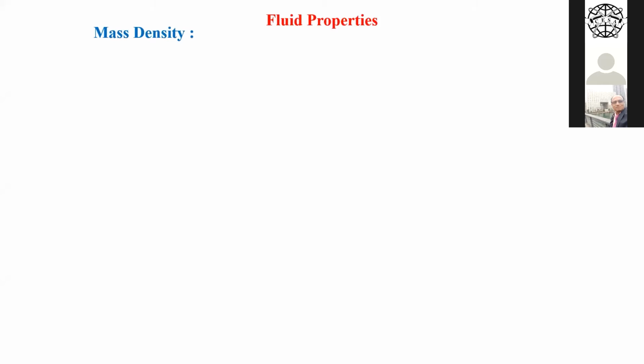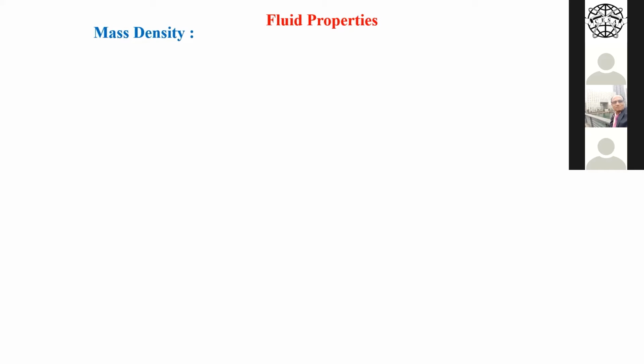There are various important fluid properties which we concentrate on here, like mass density, specific weight, specific volume, specific gravity, and there may be 1 or 2 questions on this. So you know that the mass density of a fluid is the mass it possesses per unit volume.